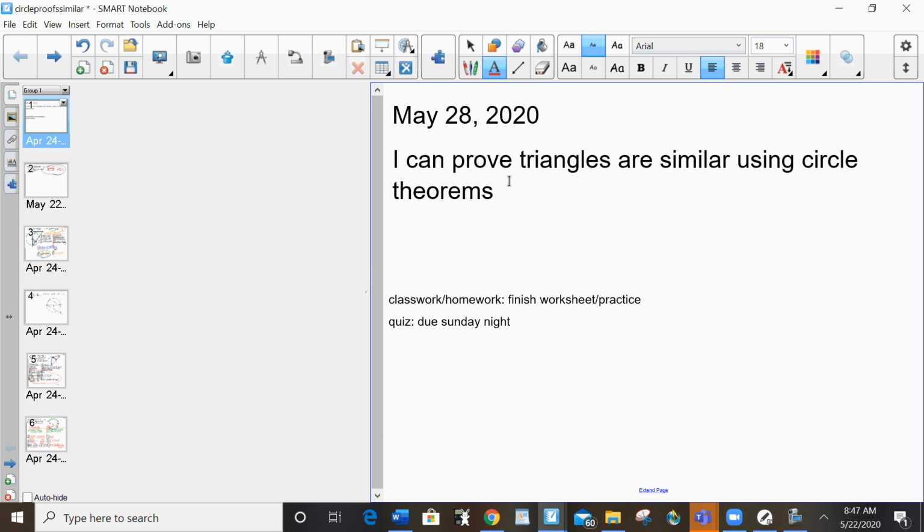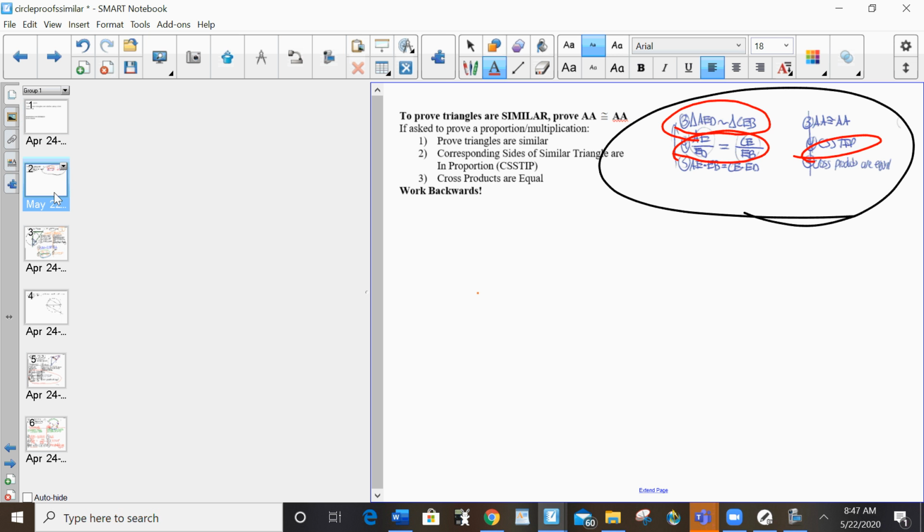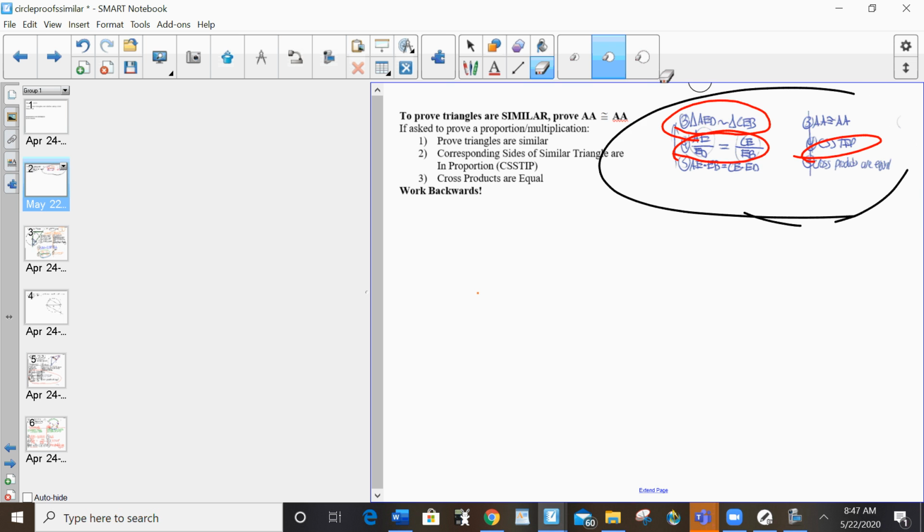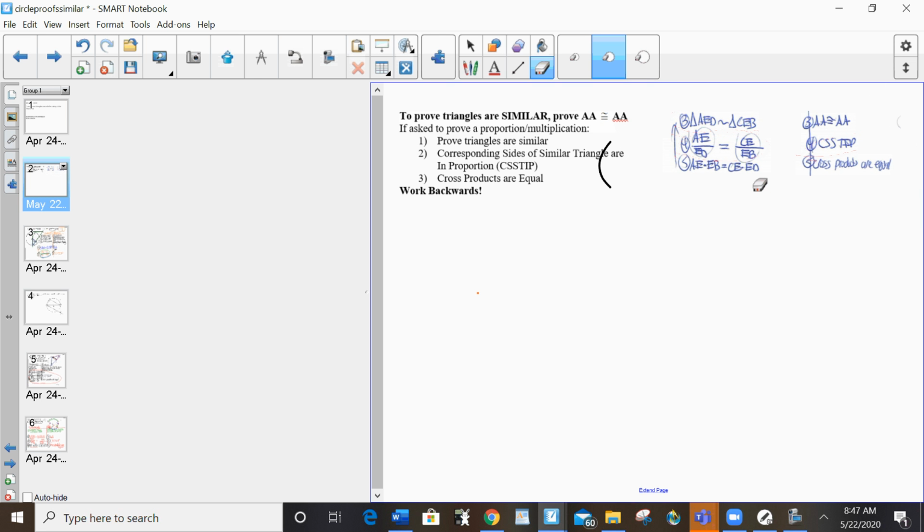Again, to prove triangles similar using circle theorems, to prove triangles similar, that's AA. To prove proportion or multiplication, we work backwards. We follow our song. We follow this script. We work backwards, up until we have the triangles being similar.